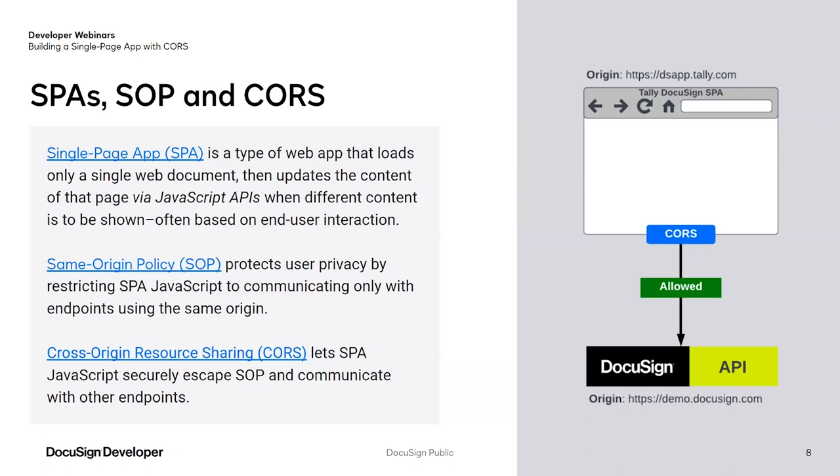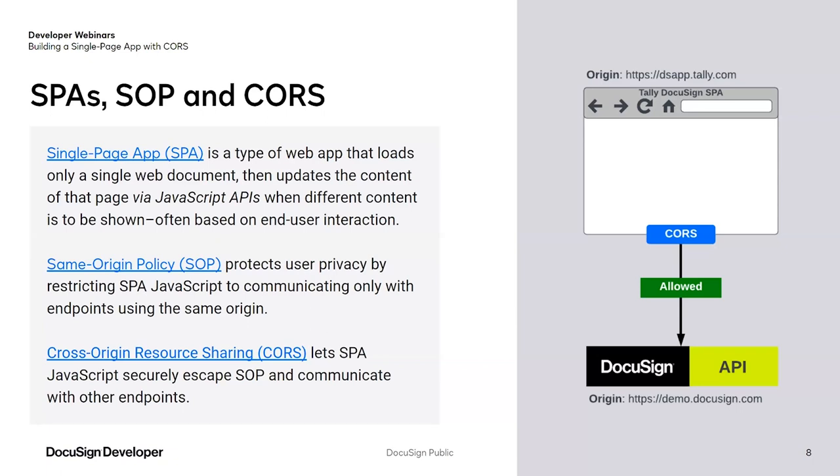Same origin policy is a browser-enforced policy that protects user privacy by restricting the JavaScript that is used to build single page apps to communicating only with endpoints using the same origin. We'll talk a little bit more about what exactly origins are in a moment.